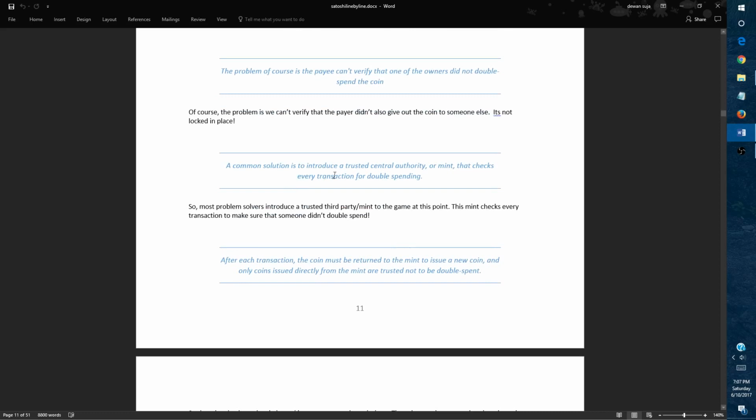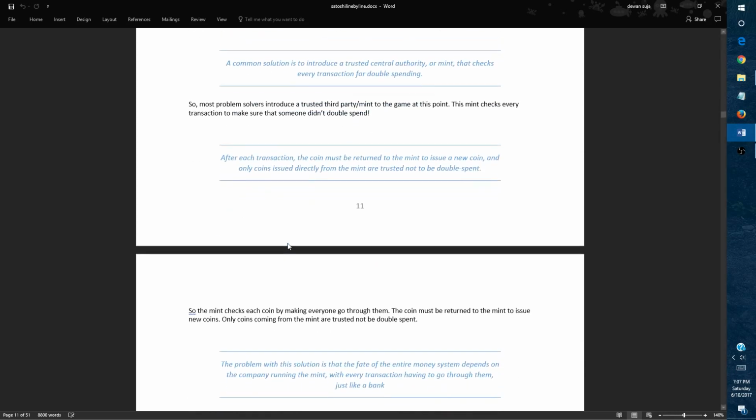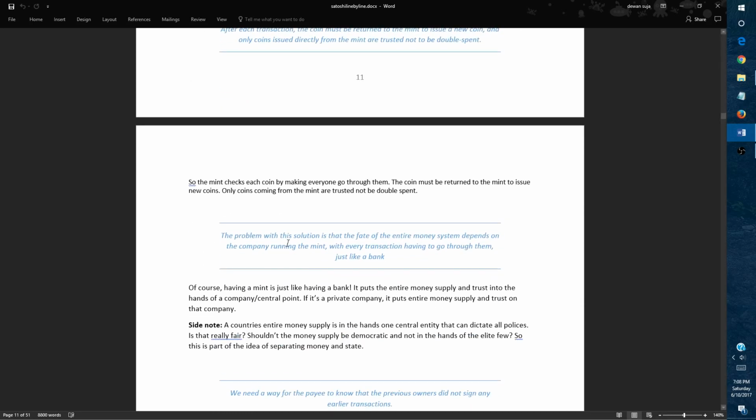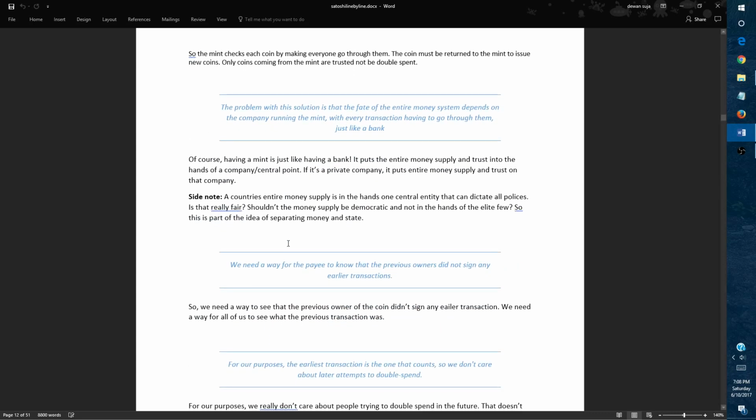A common solution is to introduce a trusted central authority, or a mint, that checks every transaction for double spending. So most problem solvers at this point introduce a trusted third party, a mint, to the game. The mint checks every transaction to make sure that somebody didn't double spend. After each transaction, the coin must be returned to the mint to issue a new coin, and only coins issued directly from the mint are trusted not to be double spent. So the mint checks each and every coin by making everybody go through them. Trusted not to be copied, because the mint is keeping every single coin in their copy.